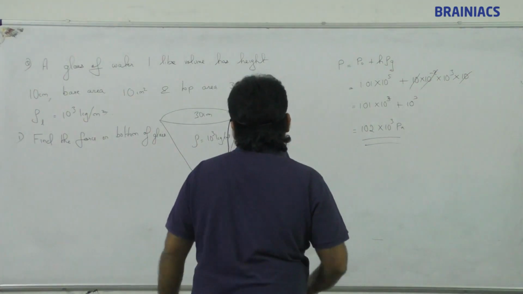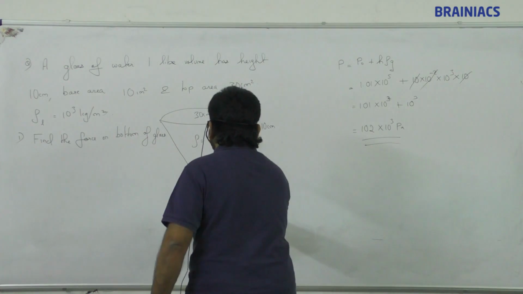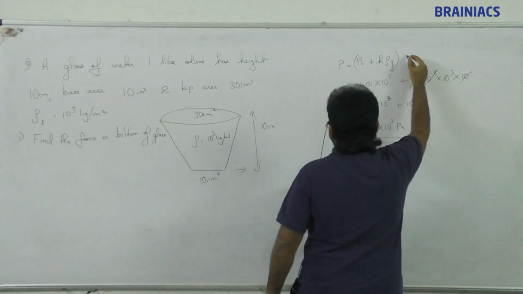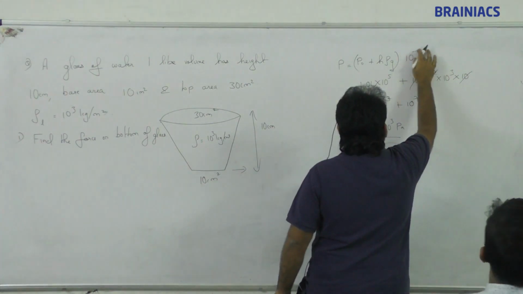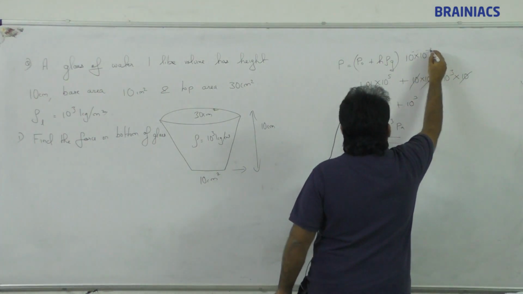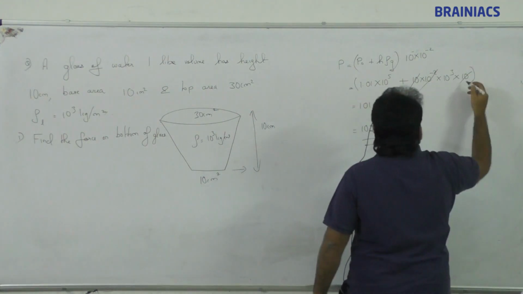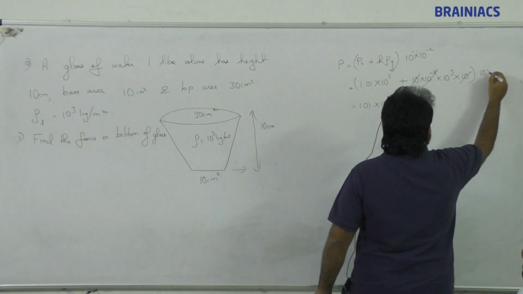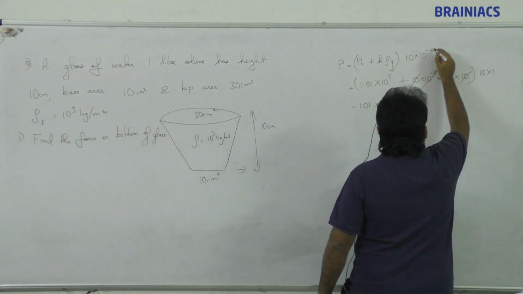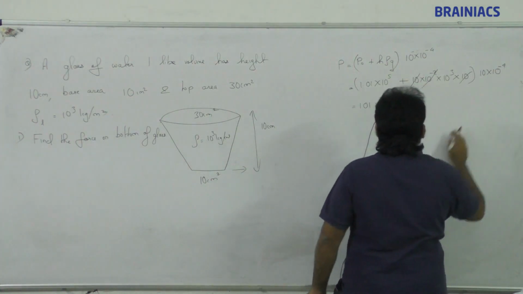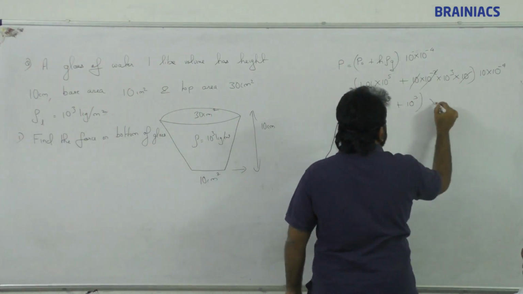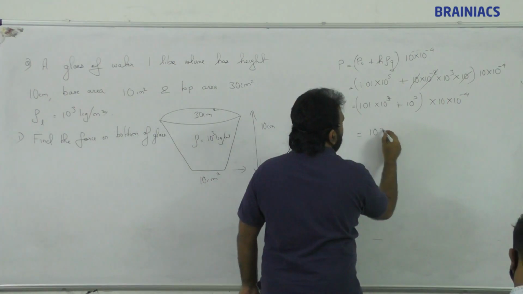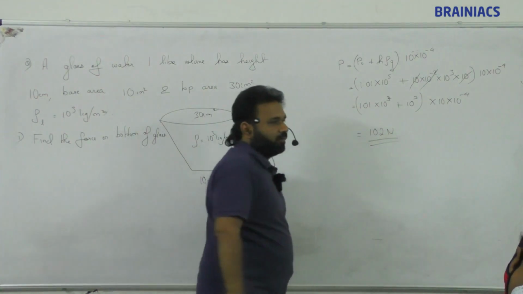Force. Then this 10 centimeter square area, how to multiply, right? 10 into 10 raised to minus 4. 10 raised to minus 4, right? So how much will come? 102 Newton, right? Fine.